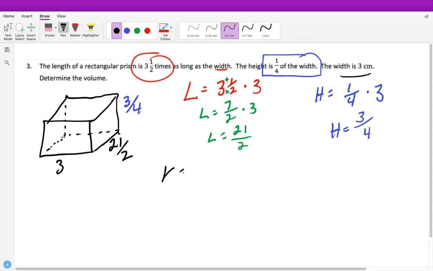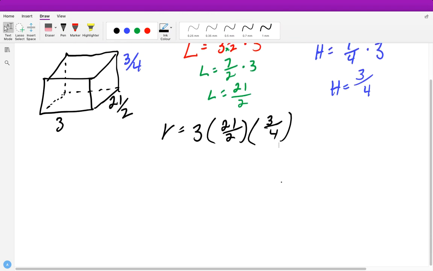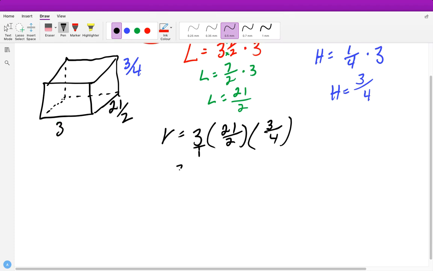So my volume is equal to 3 times 21/2 times 3/4. I'm going to move this down, so the question is now off the screen. When we do this, we put this over top of 1, so it becomes 3/1 times 21/2 times 3/4. Check and see, can we reduce anything? No, we can't, because all these numbers here are odd, and 2 and 4 do not have any odd factors.